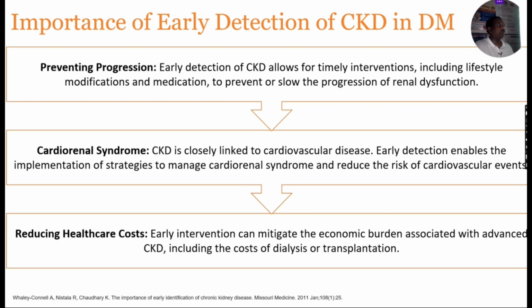Cardiorenal syndrome, that is a very big syndrome in diabetes. CKD is closely linked to cardiovascular disease, some autonomic dysfunction, some sympathetic overactivity, or maybe RAS activity. So there may be left ventricular hypertrophy, systolic dysfunction, and diastolic dysfunction. There will be glomerular hyperfiltration, glomerular hypertension, increased fibrosis, or tubular necrosis. All these things will be there in your cardiorenal syndrome.